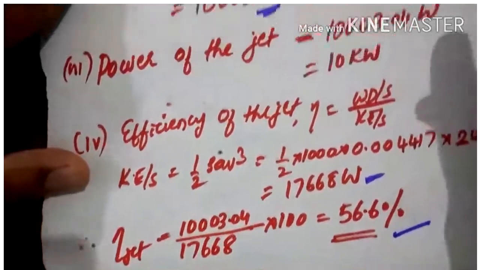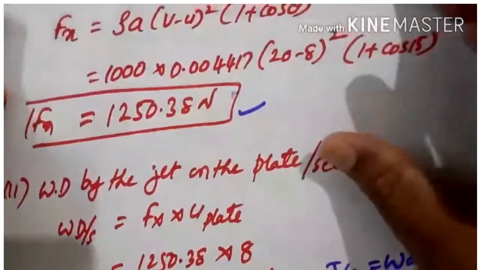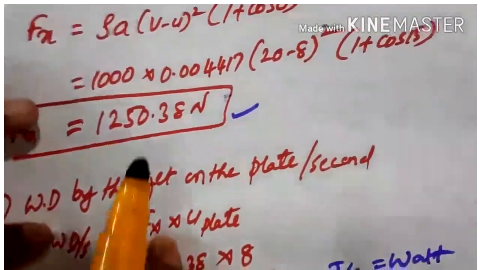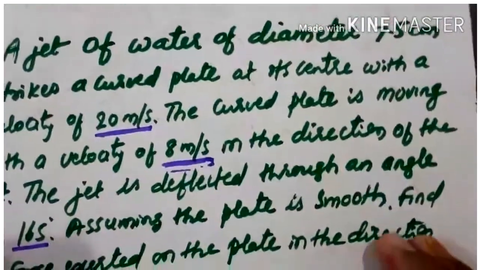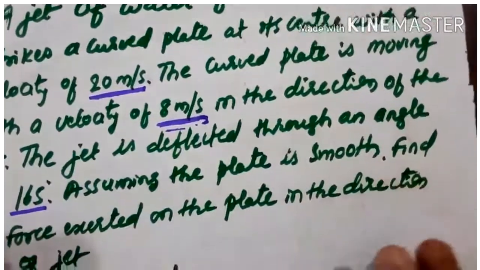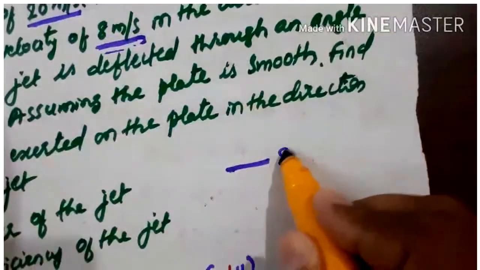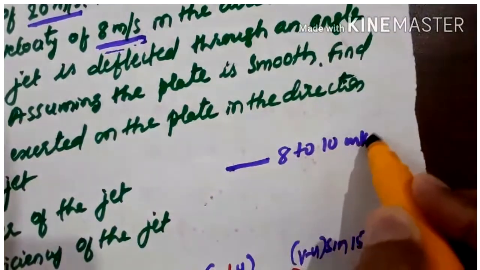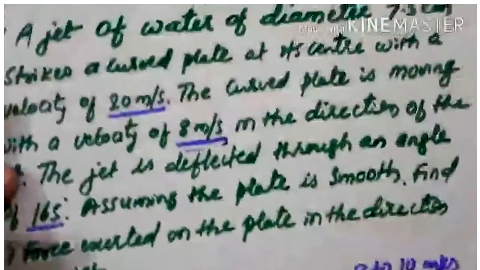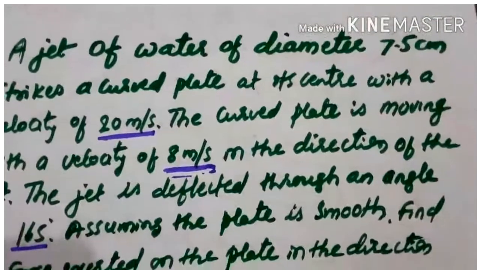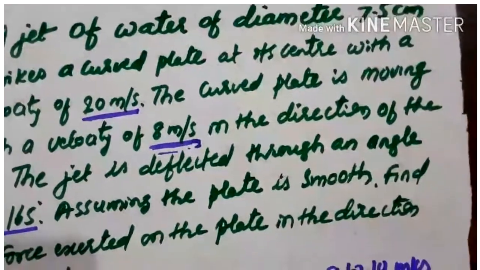I hope you understood these problems. Very simple. You have to remember the equations. First you have to identify in a problem whether the problem is stationary or moving, and according to that you apply the formulas. Generally these problems will be asked for 8 to 10 marks in the exam. I hope you understood this problem. Practice this kind of problem. We'll continue with some more examples.